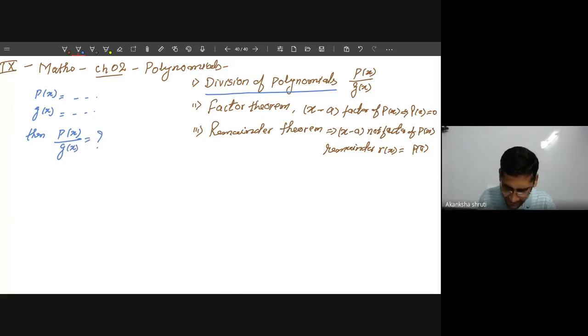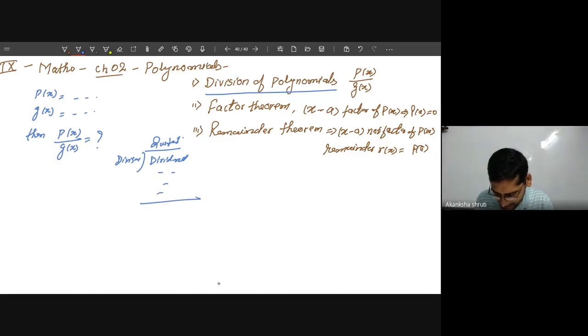You know that for dividing a number, we keep it in this fashion, where on the left-hand side we write the divisor. This is our dividend. This gives the quotient, and ultimately, doing the various steps, you will get the remainder. Lastly we were getting the remainder.